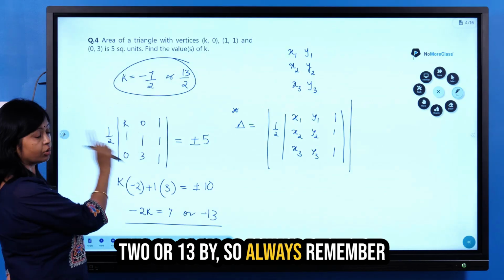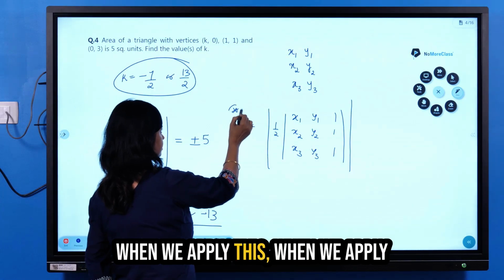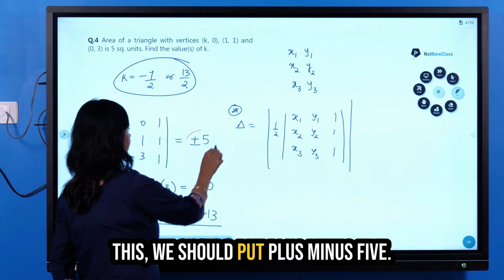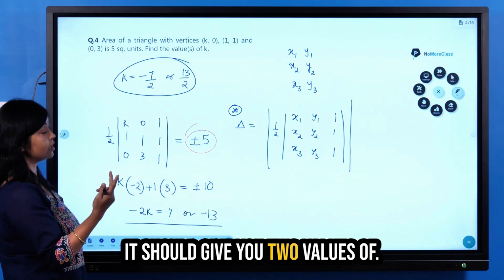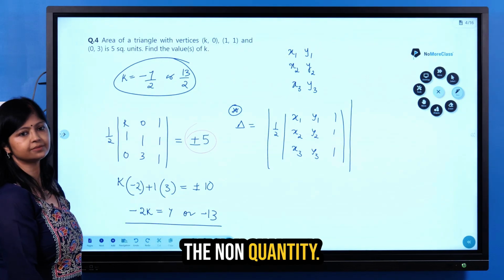So always remember, when we apply this, we should put plus minus 5. It should give you two values of the unknown.